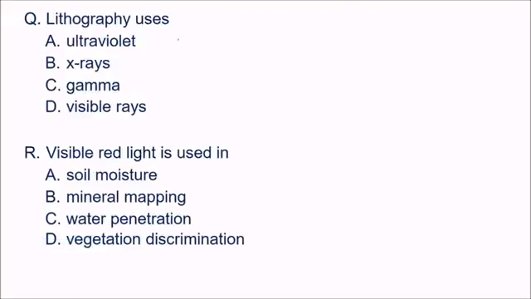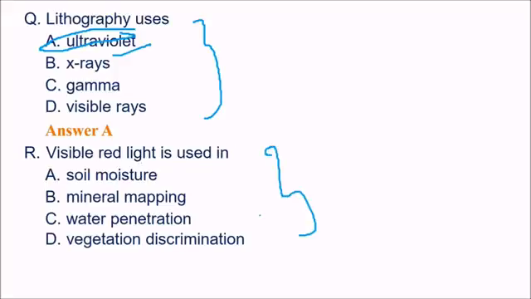Next is lithography. Lithography uses what? These are four options for you. Lithography uses ultraviolet radiations or ultraviolet rays. Visible red light is used in what?